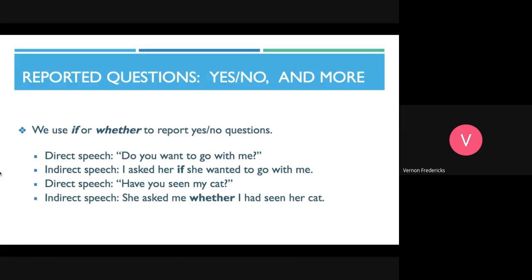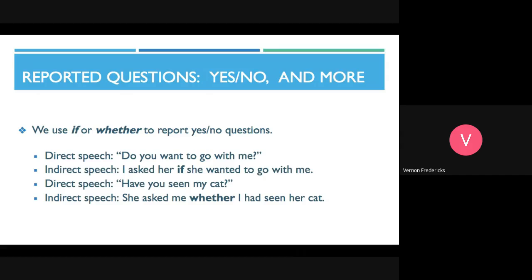Reported questions, yes and no and more. We use if or whether to report yes or no questions. Direct speech: Do you want to go with me? Indirect speech: I asked her if she wanted to go with me.